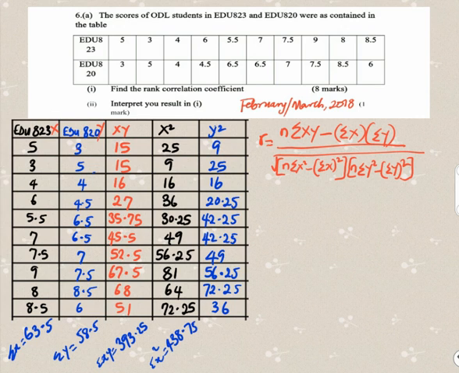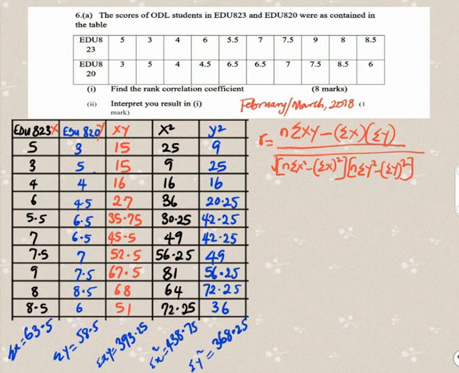All right, last one there. Y squared: 9 plus 25 plus 16 plus 20.25 plus 42.25 plus another 42.25 plus 49 plus 56.25 plus 72.25 and plus 36, only 36. All right, summation y squared will be equal to 368.25. All right, we can now move on.